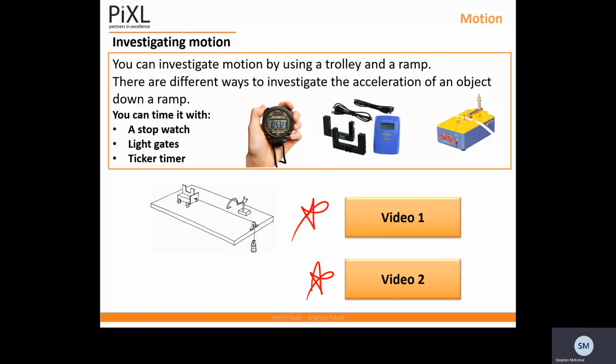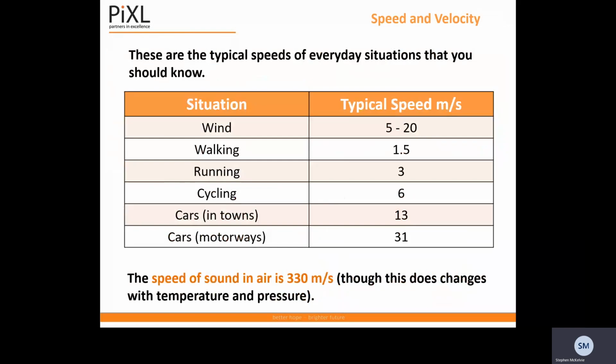We do have to remember some typical speeds of everyday objects. The wind is variable from 5 to 20 meters per second. Walking is 1.5. You can double that if you run, and you can double that if you cycle. Cars in towns go about 13 meters per second, while cars on motorways can go 31. The speed of sound in air is 330 meters per second. And just for the sake of it, the speed of light is about 300 million meters per second, also written as c.